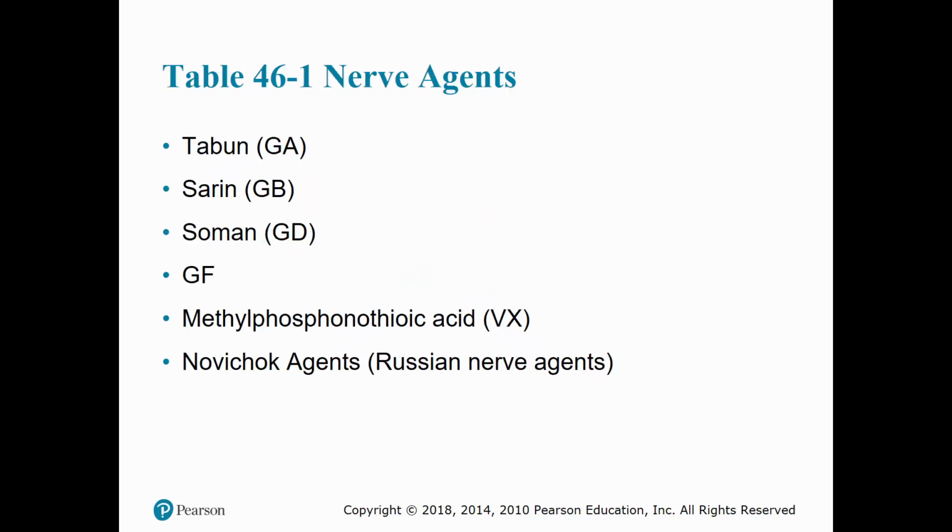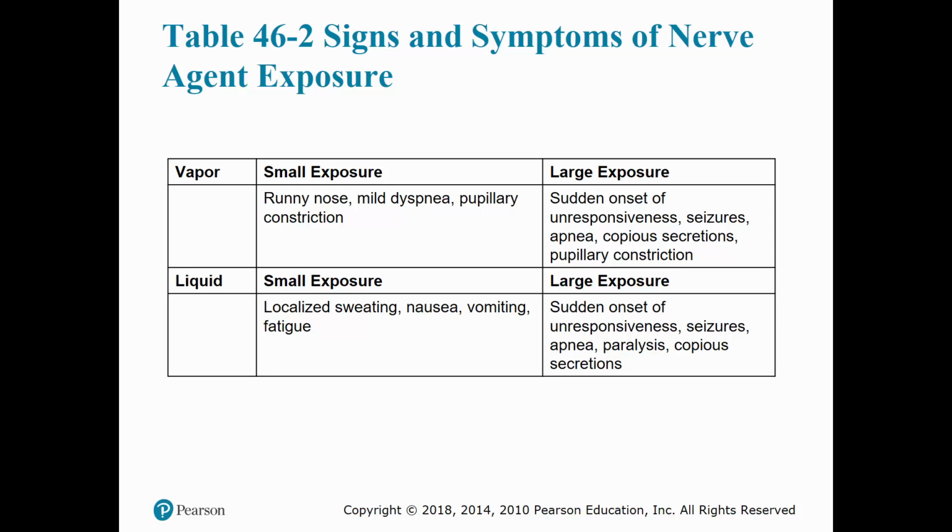Table 46-1 goes over various nerve agents that we may see. These agents are the deadliest known chemicals. Agents such as tabun, sarin gas, VX gas, and Novichok agents. Table 46-2 goes over signs and symptoms of nerve agent exposure.